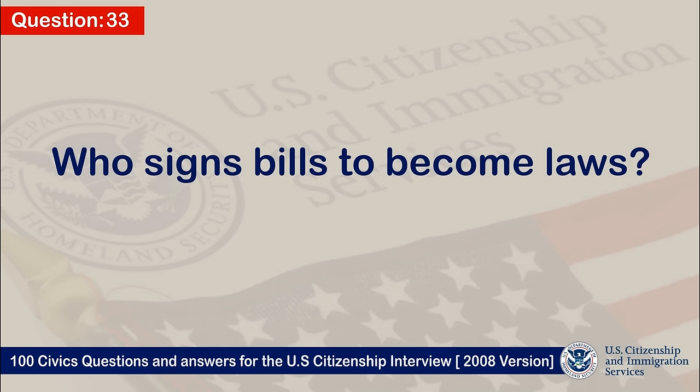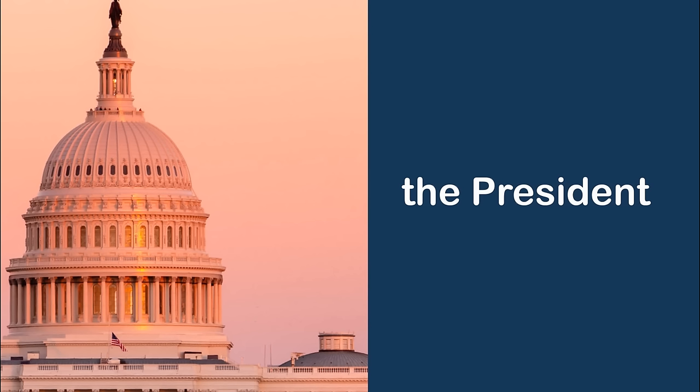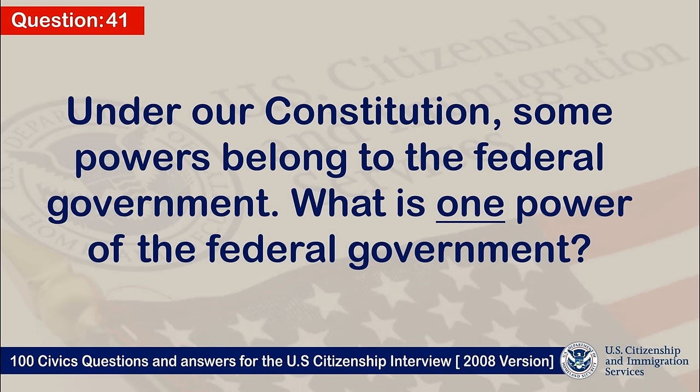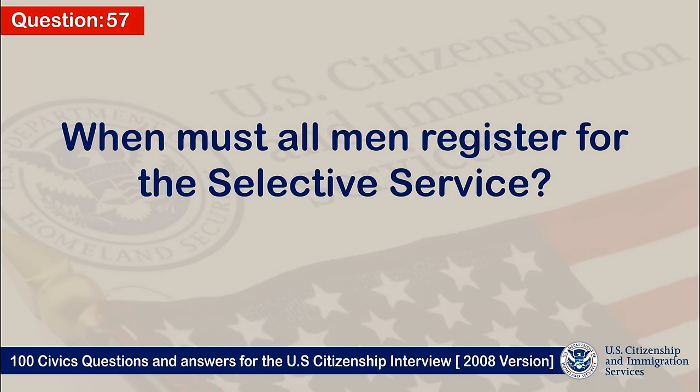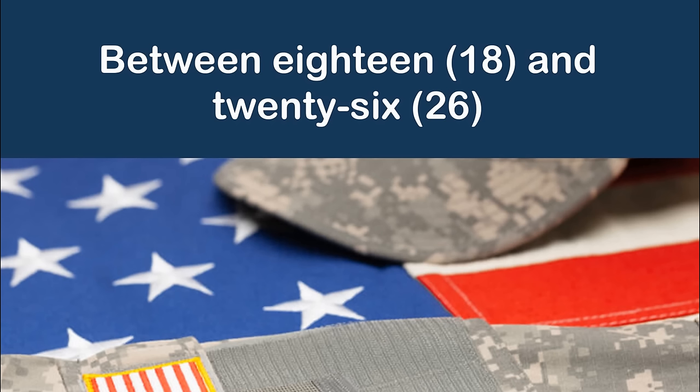Who signs bills to become laws? The President. Under our Constitution, some powers belong to the federal government. What is one power of the federal government? To print money. When must all men register for the Selective Service? Between 18 and 26.